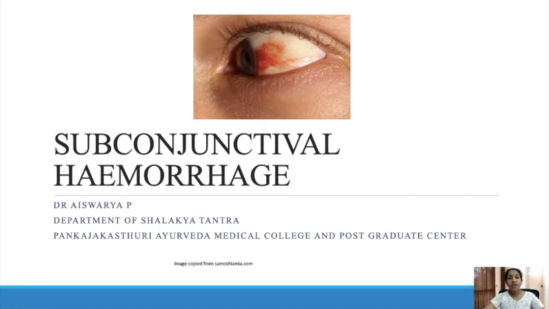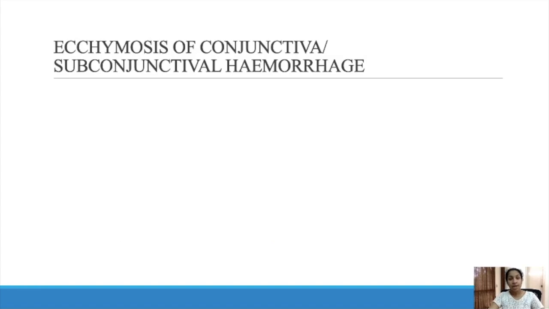Hi, so our next topic is subconjunctival hemorrhage, or ecchymosis of conjunctiva. Subconjunctival hemorrhage is also known as ecchymosis of conjunctiva.